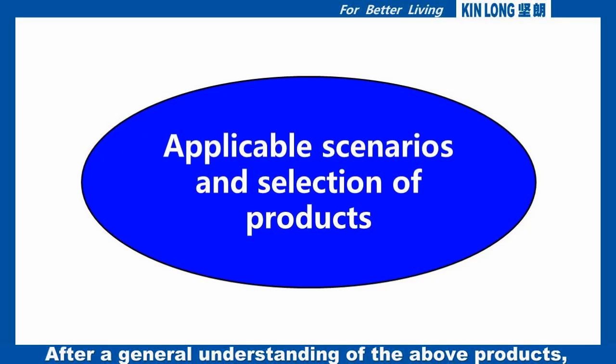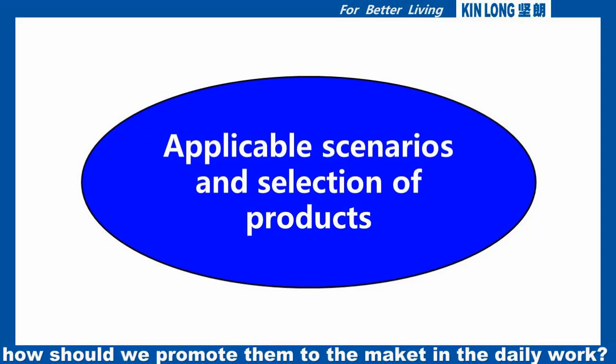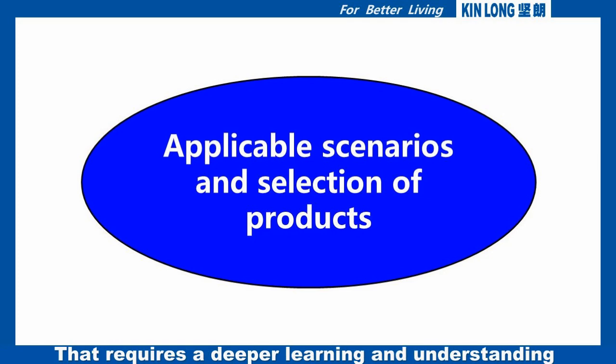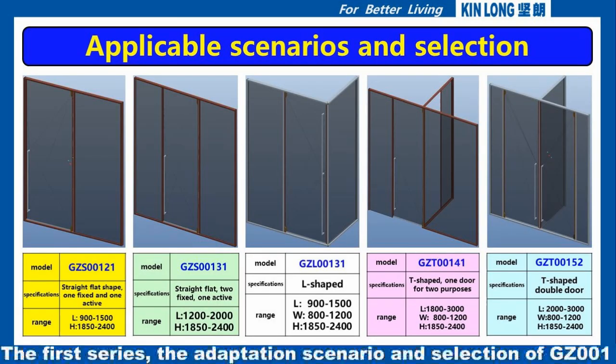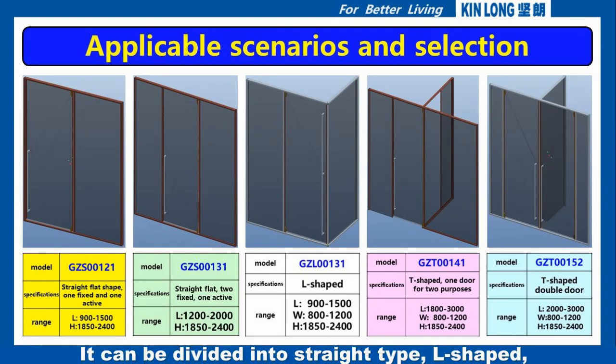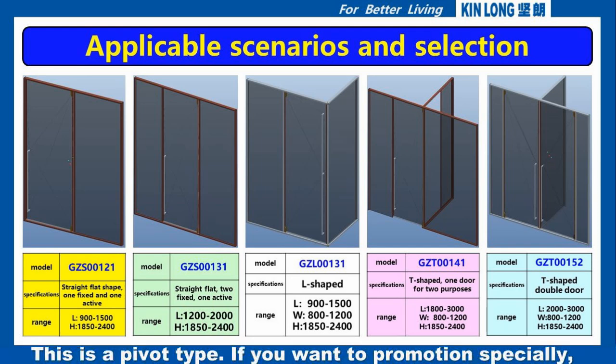After a general understanding of the above products, how should we promote them to the market in daily work? That requires a deeper learning and understanding of the product, application scenarios and selection. The first series, the adaptation scenario and selection of GZ001. It can be divided into straight type, L-shaped, and T-shaped shapes in appearance. This is a pivot type.